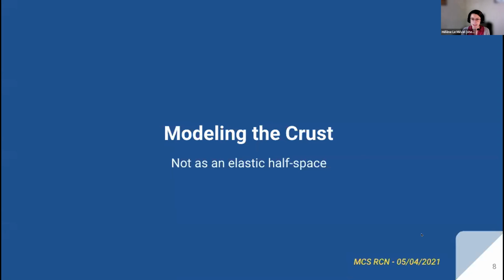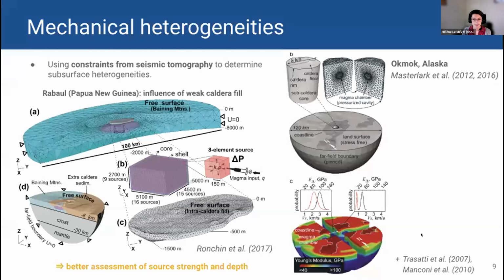Okay, so in this first section, we will focus on modeling the crust, but not as an elastic half space. We'll look at a few examples of modeling studies and see what are the important effects to consider when modeling the host rock deformation around magma reservoirs. And first, let's look at the impact of mechanical heterogeneities.